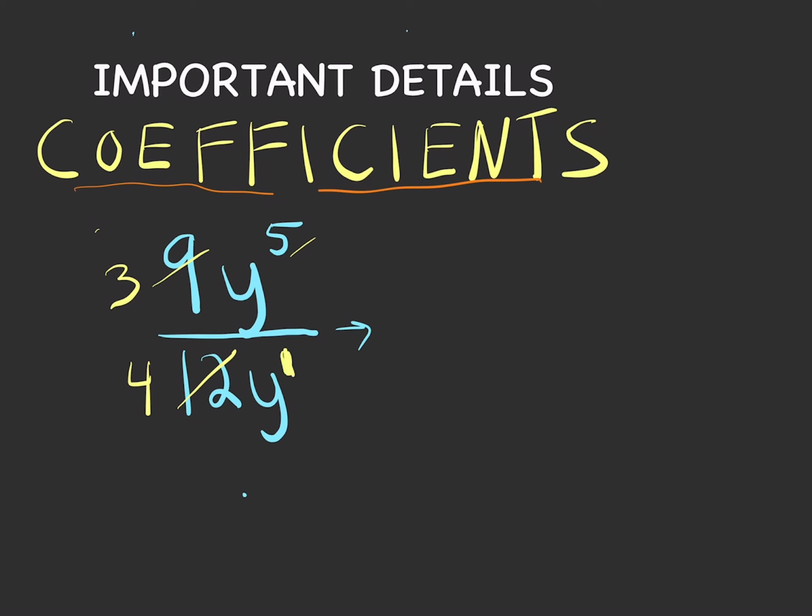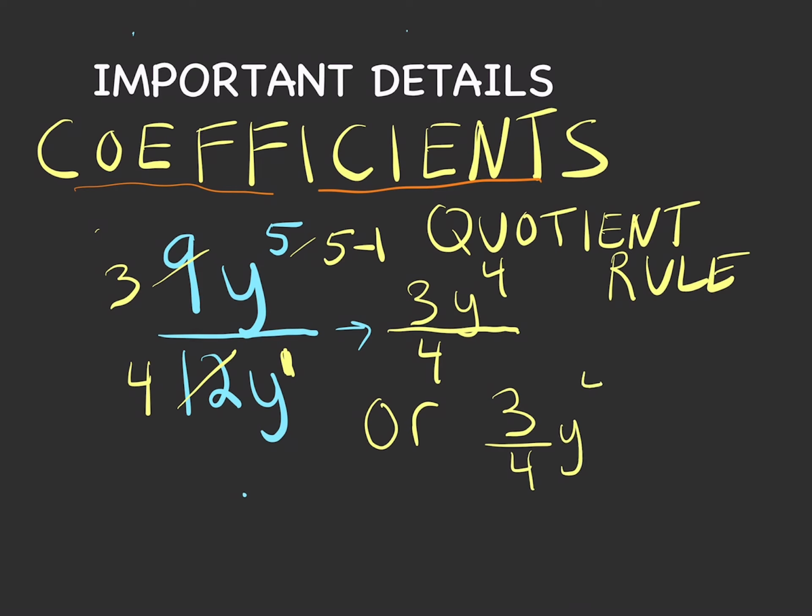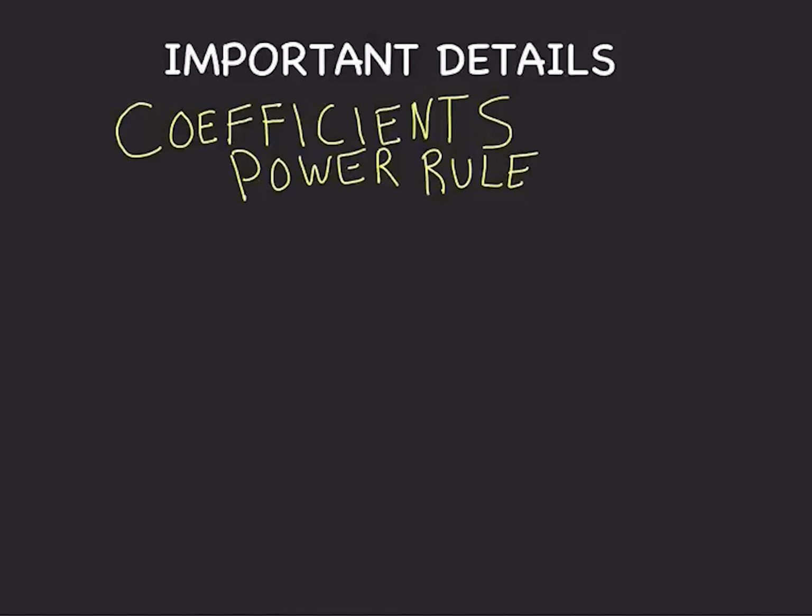So now the exponents, remember, it's quotient rule. We do the exponent on the top variable minus the exponent on the bottom. So we're going to write y to the 5 minus 1. I'm not going to get into whether they have negatives or anything right now, just keeping it straightforward. These are the rules for beginning when you're learning them. So we're going to have 3y to the 4th over 4, or you can write it as 3/4 and then write the y to the 4th. So that's using quotient rule with coefficients.